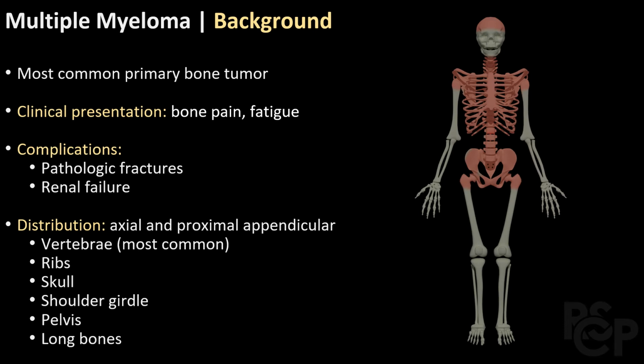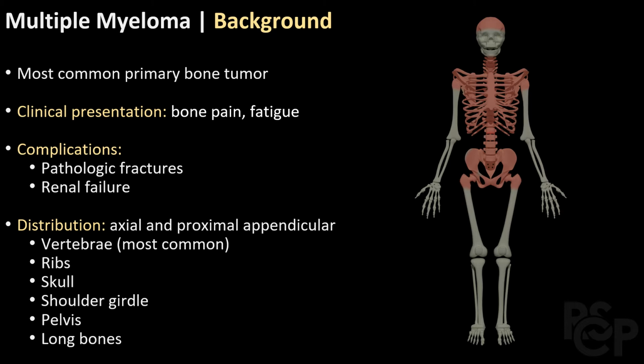A little bit of background about multiple myeloma. It's the most common primary bone tumor and makes up 1% of all malignancies. Multiple myeloma is a multifocal proliferation of plasma cells that's based in the bone marrow. It typically presents with bone pain and fatigue. Complications of this malignancy include anemia, pathologic fractures, renal failure, and recurrent infection. A lot of that is due to the marrow being overtaken by malignancy.